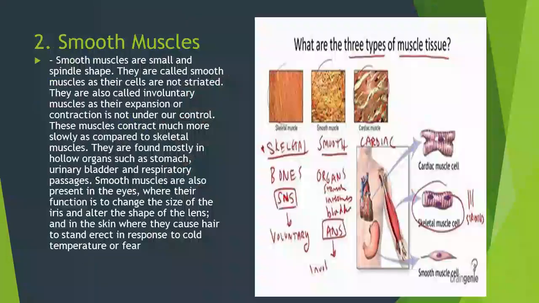activity. Smooth muscles. Smooth muscles are small and spindle shaped. They are called smooth muscles as their cells are not striated. They are also called involuntary muscles as their expansion or contraction is not under our control. These muscles contract much more slowly as compared to skeletal muscles. They are found mostly in hollow organs such as the stomach, urinary bladder, and respiratory passages.